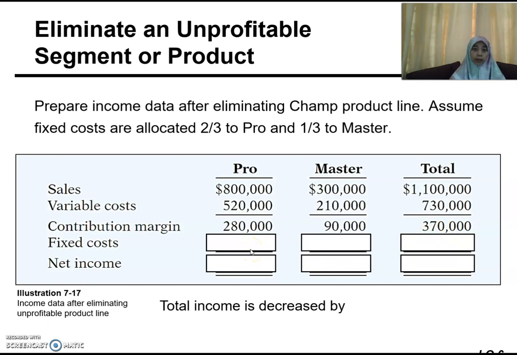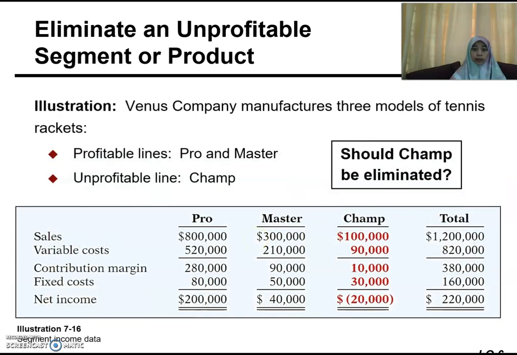The issue is about the fixed cost. Remember about the fixed cost? Fixed cost you still have to incur if you eliminate that product. So in this case, you have to incur 80,000 for Pro. You have to incur 50,000 for Master. What about the 30,000? This one is a fixed cost.